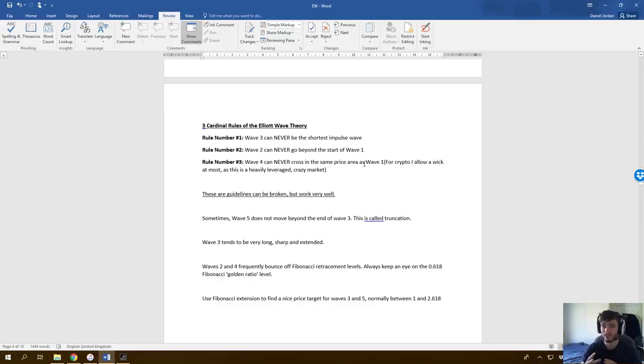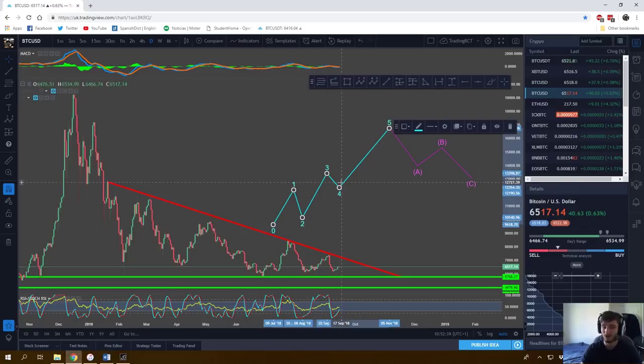For cryptocurrency trading, I allow a wick at most. This is because we are playing in a highly leveraged market. There are people playing with like 100x leverage. It's just a really crazy, really volatile market. Obviously, you don't get such volatility on things like stocks, especially big stocks, whereas cryptocurrency is renowned for its volatility. So that's why I allow a wick, but I wouldn't allow a close of a candle.